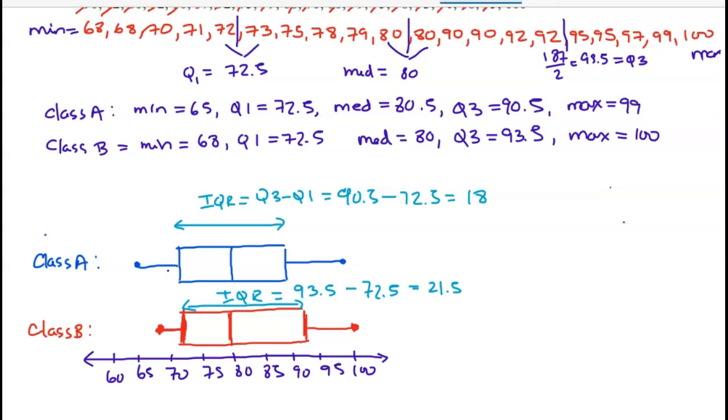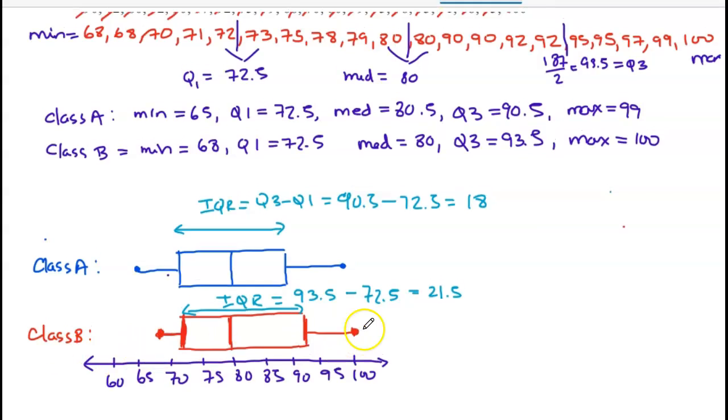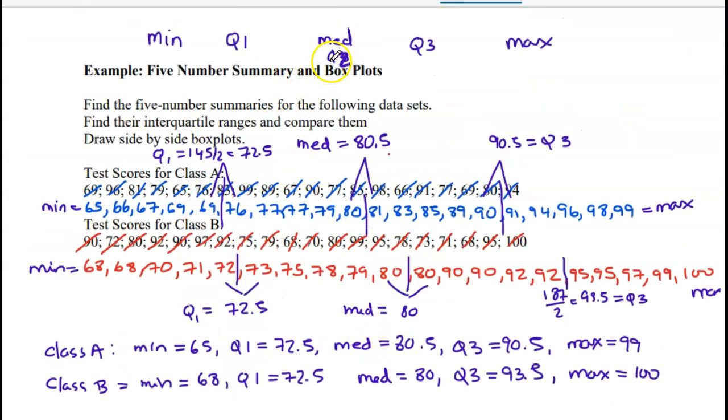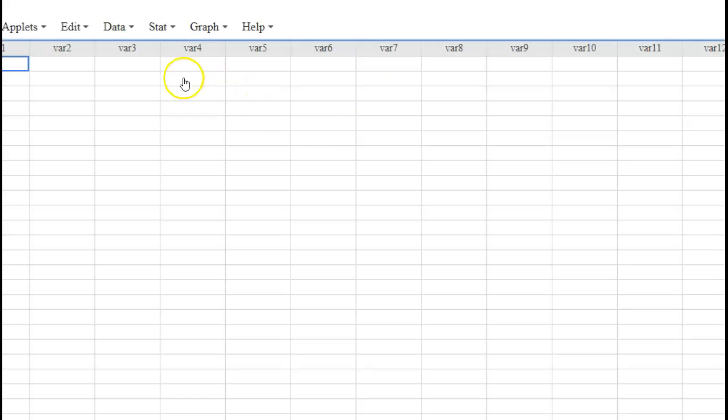Right. Now let me show you how to do this with StatCrunch. It's a bit faster, though sometimes it depends how you put your data in. All right, so let's see. I'm going to select my data for class A. Let's select everything. There we go. I'm going to copy it. We go to StatCrunch and open it. Then we want to paste it in.